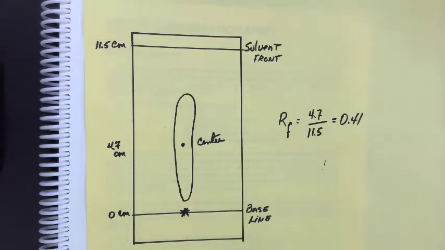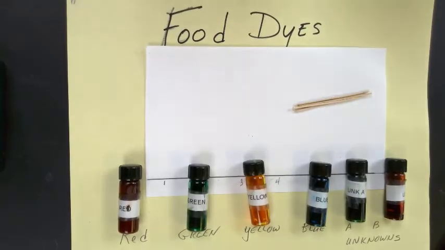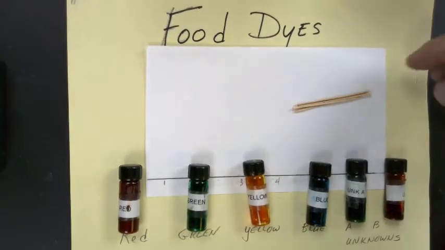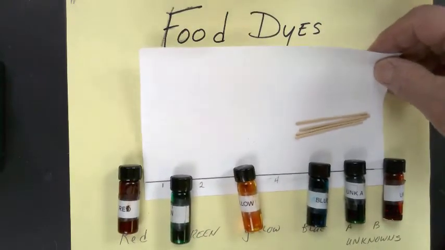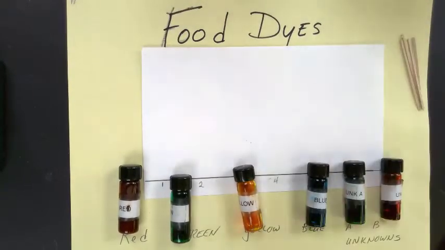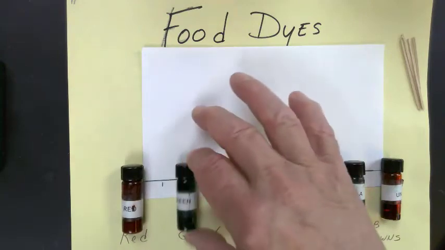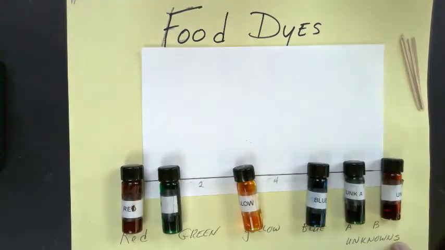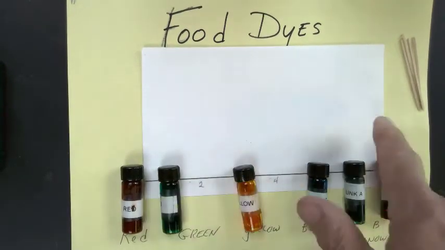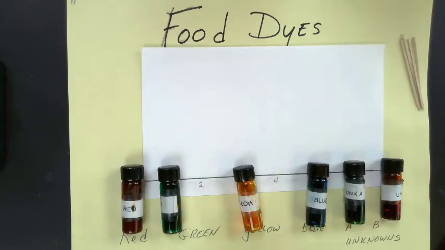It cannot exceed 1. In the interim, I got my chromatography paper. This is for the food dyes. And I got red, green, yellow, blue, and 2 unknowns. Okay, so this is my chromatogram. So I have to put my samples on the chromatogram.